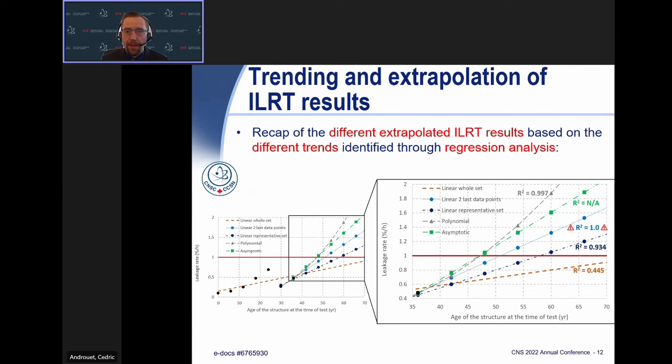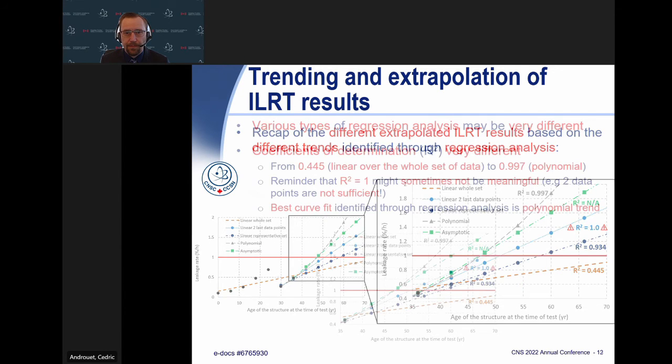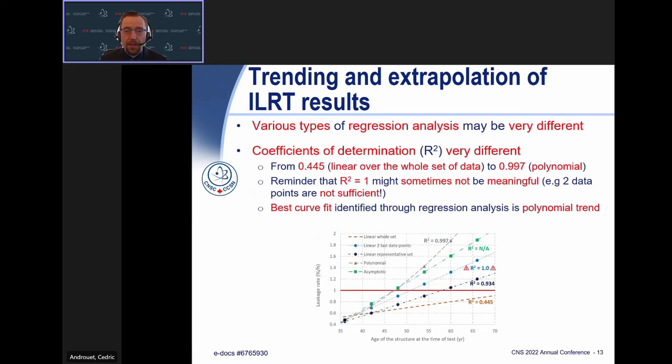Here is a recap, and the figure from the left is zoomed on the right, and this is the figure we will use for the discussion. So various types of regression analysis have been assessed, and depending on the type of curve fit selected, the conclusions drawn may be very different. The R-square obtained for the different trends varies from 0.445 for the simplest linear trend to 0.997 for the polynomial trend that is the best curve fit identified through the input data points.